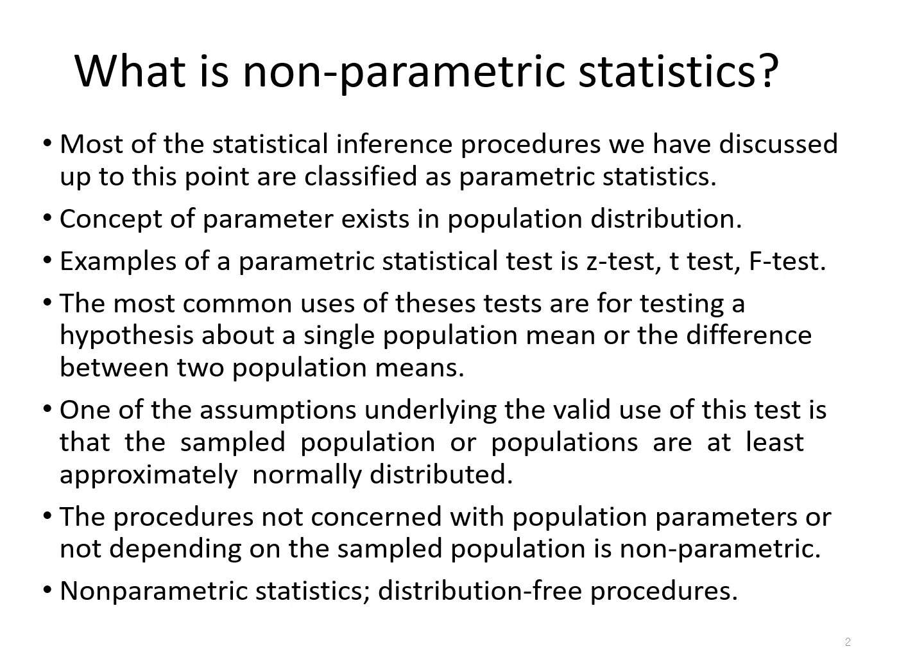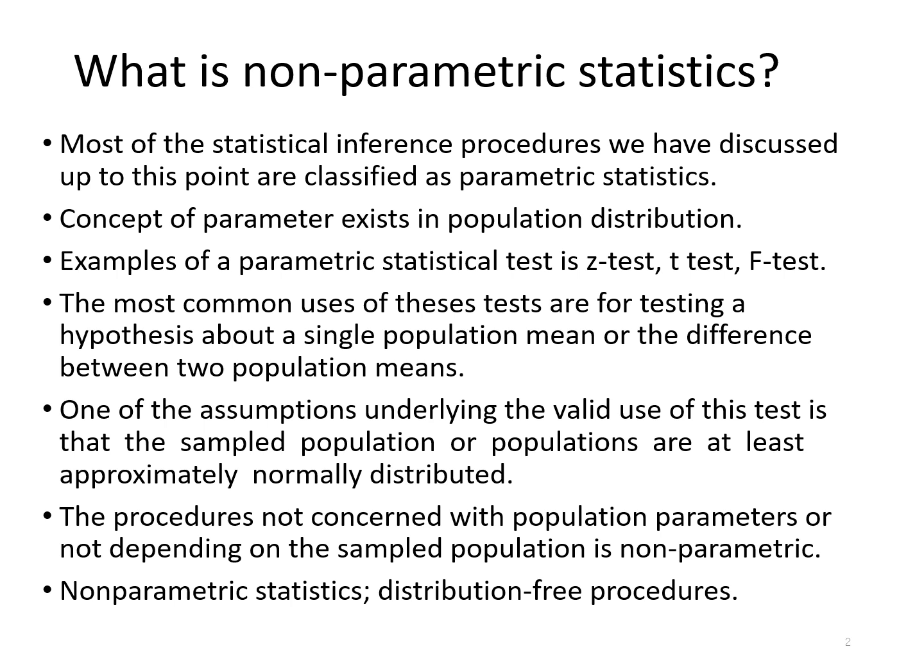Most of the statistical inference procedures we have discussed up to this point are classified as parametric statistics. The concept of a parameter does exist in the population distribution. Examples of parametric statistical tests are the z-test, t-test, and F-test. Since these tests work with parameters related to parameter estimation, we call them parametric statistics. The most common uses of these tests are for testing hypotheses about a single population mean or the difference between two population means. These are all dealing with parameters.